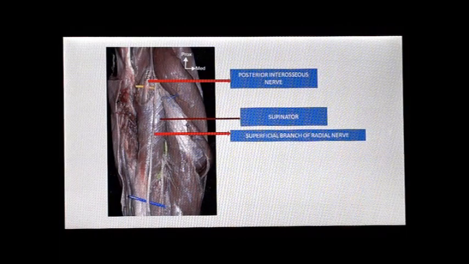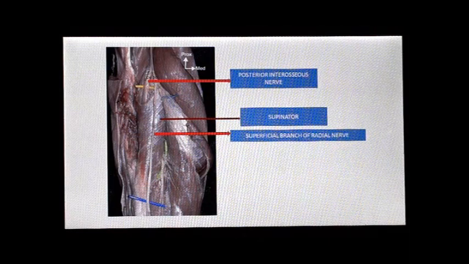And nerve supply, deep branch of radial nerve supplies. The deep branch of radial nerve after crossing the supinator is called as posterior interosseous nerve. And as we all know, supinator muscle helps in supination at superior radio-ulnar joint.